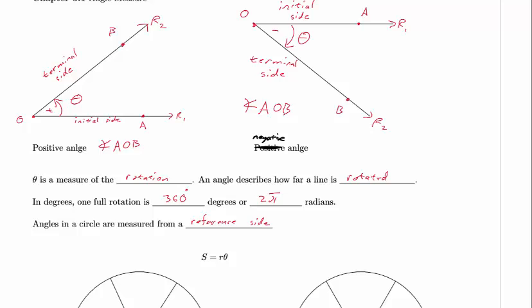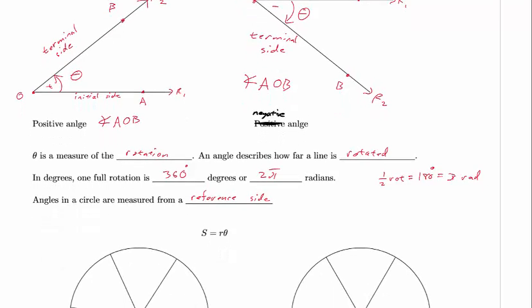And so note that to go back and forth between radians and degrees and rotations, we simply note that 1/2 of a rotation equals 180 degrees, which equals pi radians. And so that will always be the tidbit we use to go back and forth.